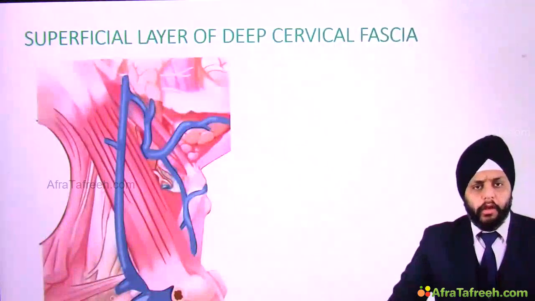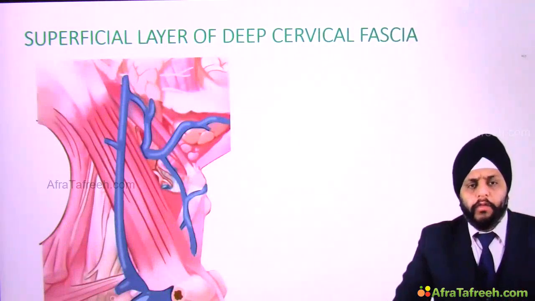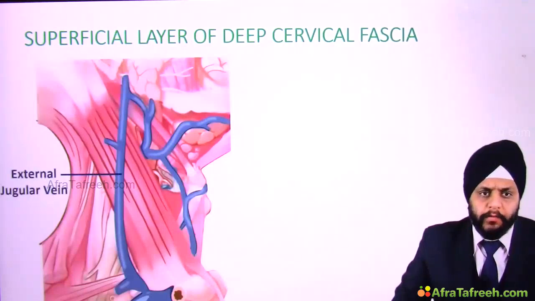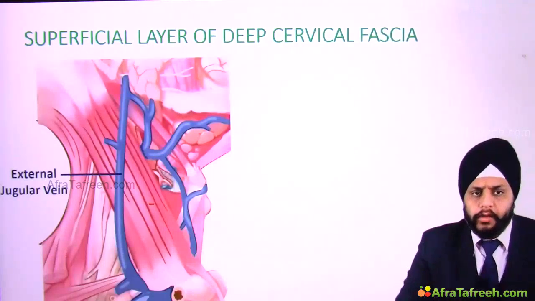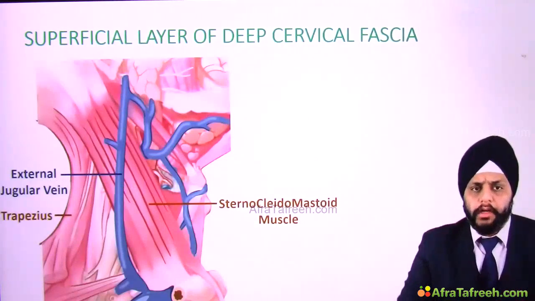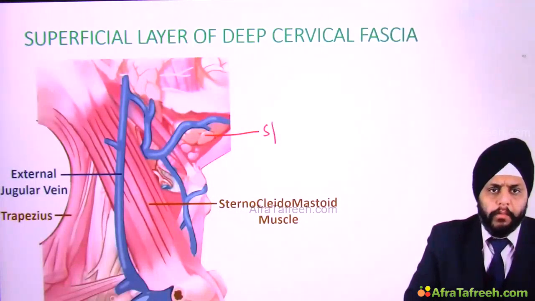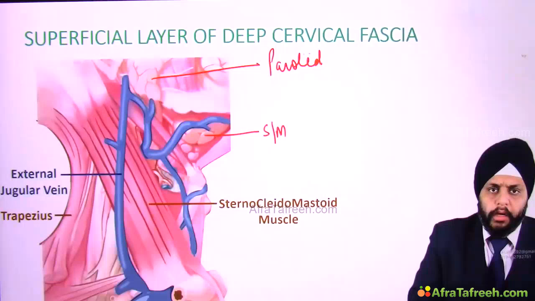Now we have removed the superficial layer of deep cervical fascia. When you remove it, you can see the external jugular vein, the sternocleidomastoid muscle, and the trapezius. Over here you can also see the submandibular gland, and over here the parotid gland.